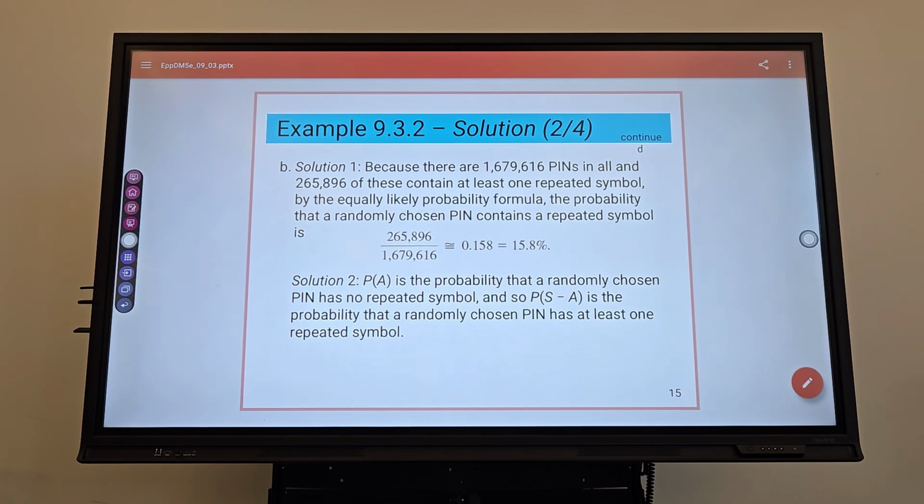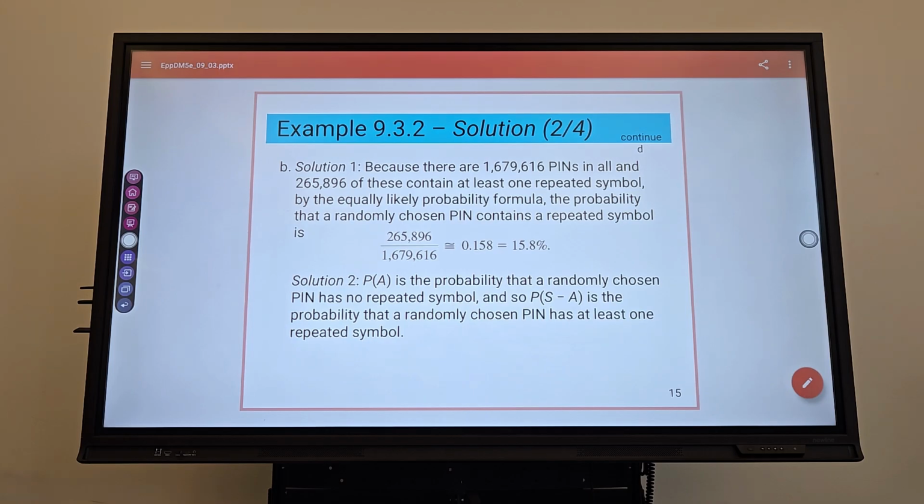Solution 1 to B. Because there are 1.68 million PINs in all, and 266,000 of these contain at least one repeated symbol. By the equally likely probability formula, the probability that a randomly chosen PIN contains a repeated symbol is approximately 15.8%.